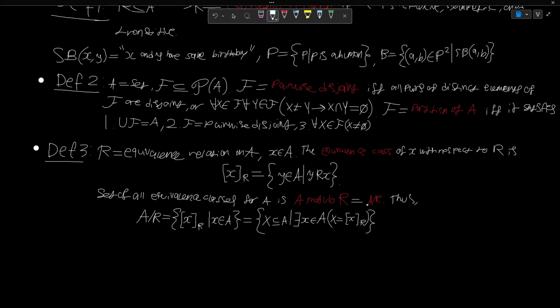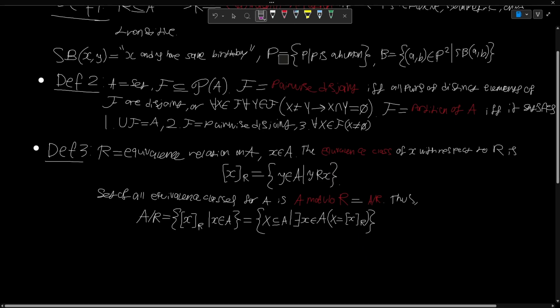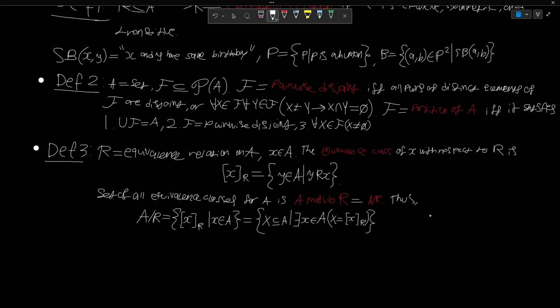It is denoted as this, not to be confused with the other similar notation. I just wanted to point that out to avoid confusion. So if we define it as that, we can get this equality over here, where A modulo R is just the set of all equivalence classes for x in A.